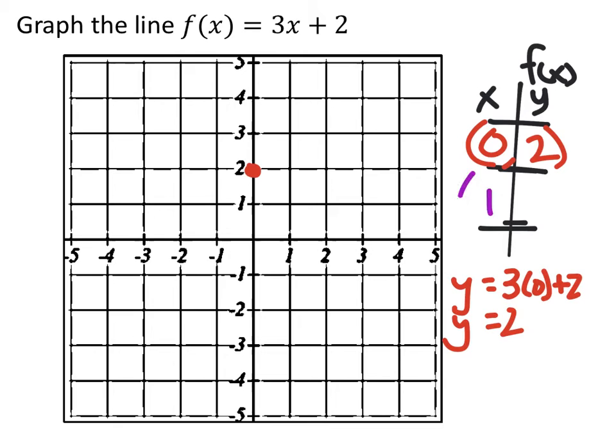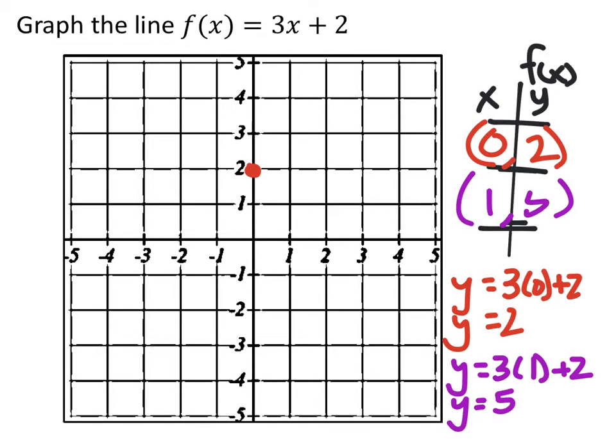And again, I'm choosing another x value, but this time I'm choosing another easy value so that the calculations are at least relatively easy. So if I say x is 1, that should work out pretty good. We get y equals 3 times 1 plus 2, and that gives us y is 5. So this is a new ordered pair (1, 5), which puts us right here.